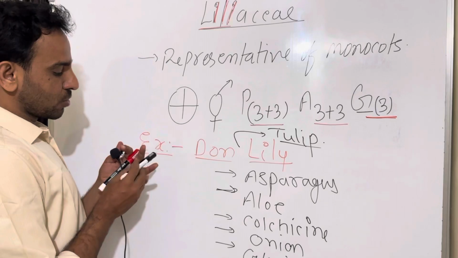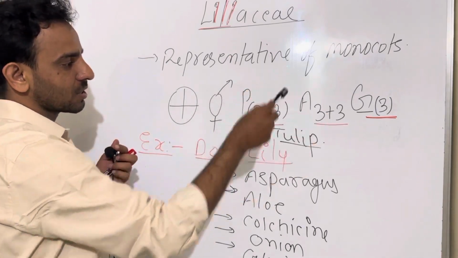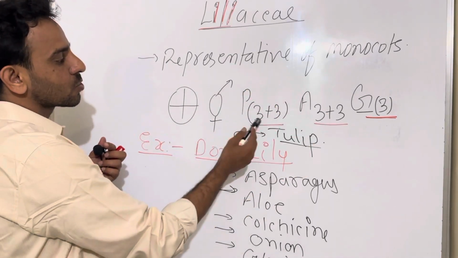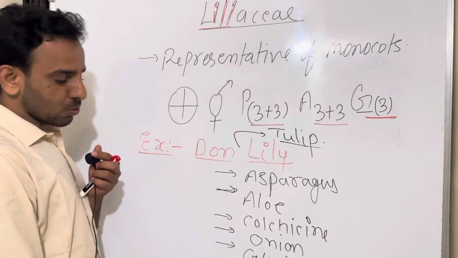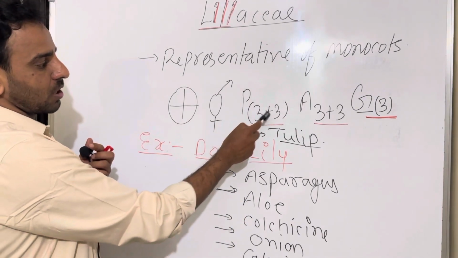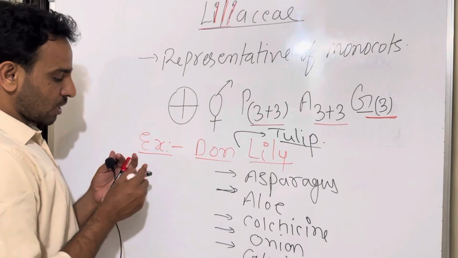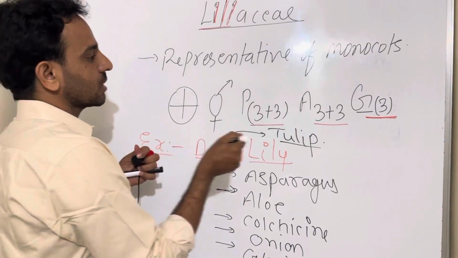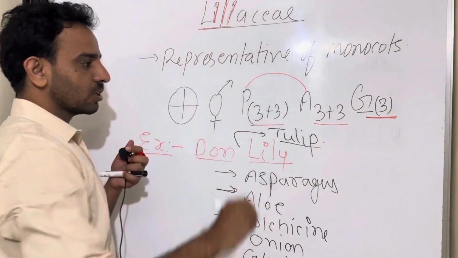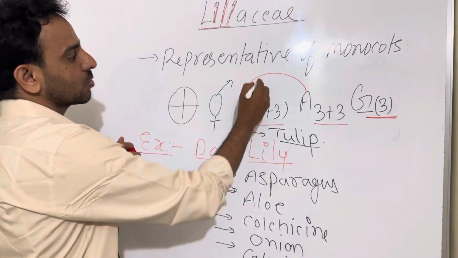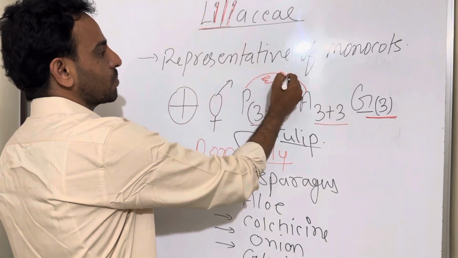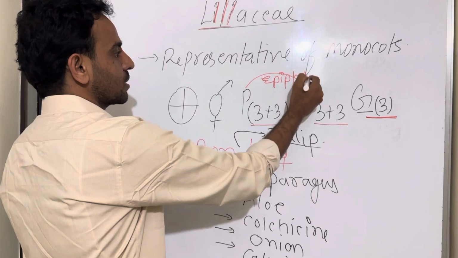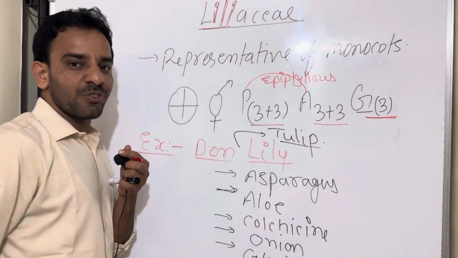Based on this, they can ask n number of questions. Like the question could be framed: in aloe vera, what type of condition is there? Perianth. And another characteristic of this is that the stamens are attached with the perianth. So this condition is called epitepalous or epiphyllous. Epitepalous or which one? Epiphyllous.